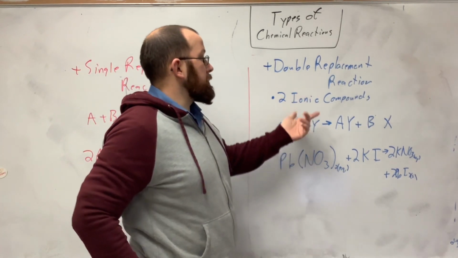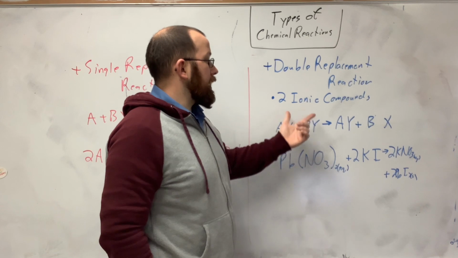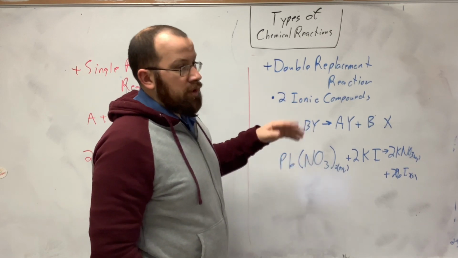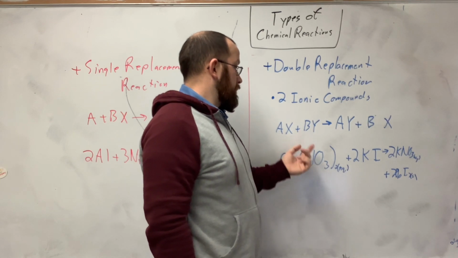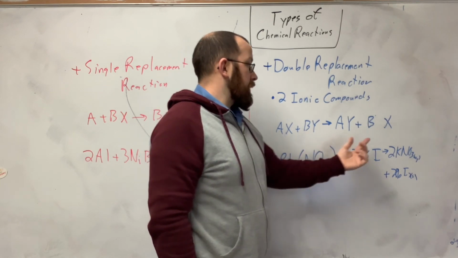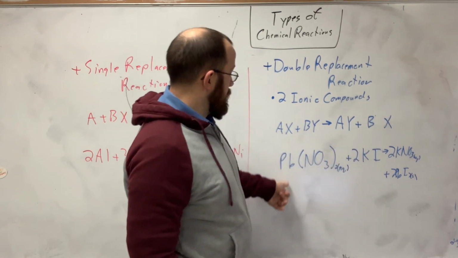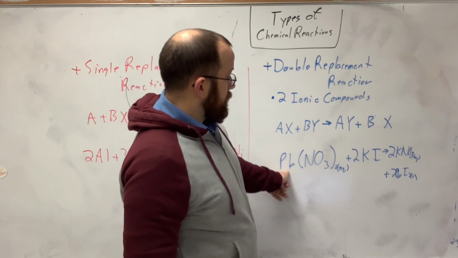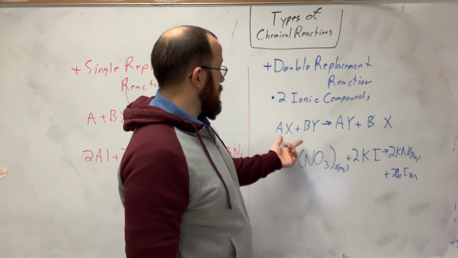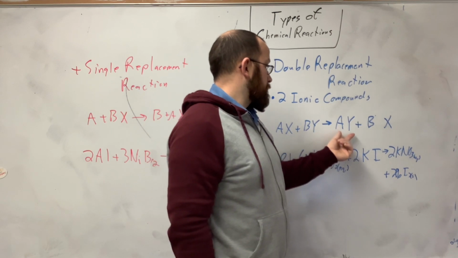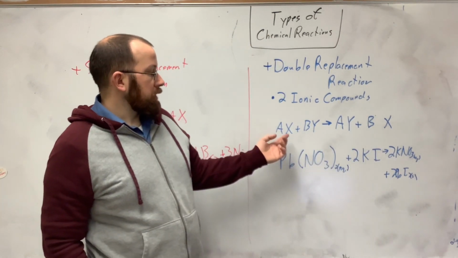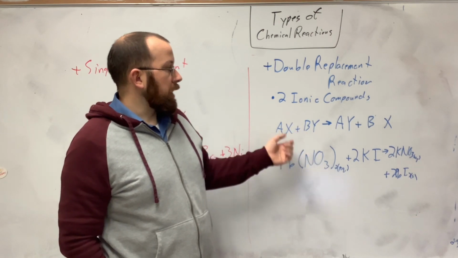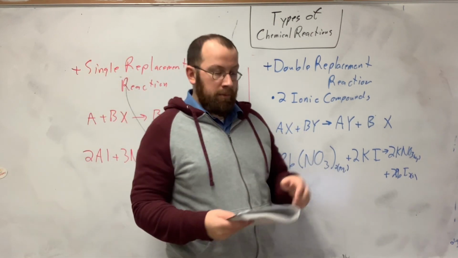So a double replacement reaction has to happen between two ionic compounds. They dissolve in water or some solution, and when they dissolve, they break apart and then they rejoin with something else. So here's your example. So basically AX plus BY goes to AY plus BX. That's all you really need to know there. So they just replace each other. So all that switched was the X and the Y here. There you go.